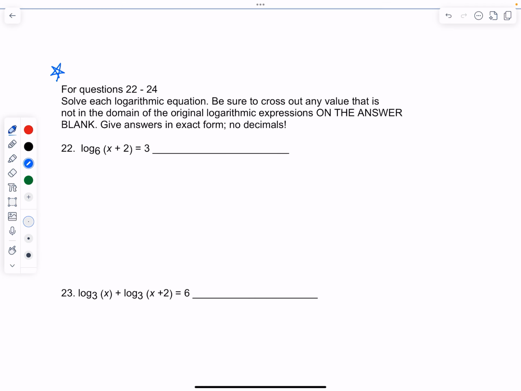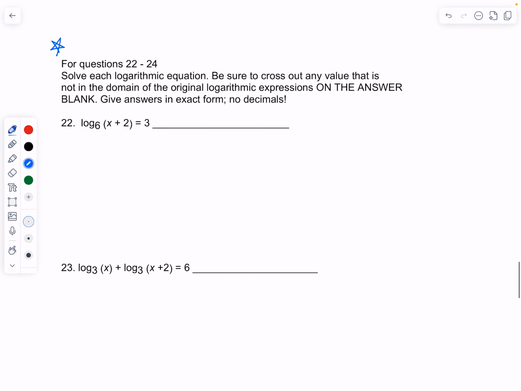This is a Unit 4 paper review for MAC 1105. I'm starting with question number 22 in this video. It says, solve each logarithmic equation. Be sure to cross out any value that is not in the domain of the original logarithmic expression. Put your answer in the answer blank. Give the exact form, no decimals.